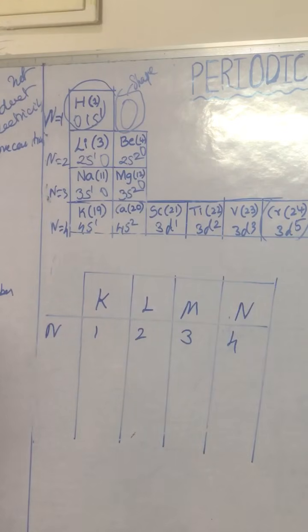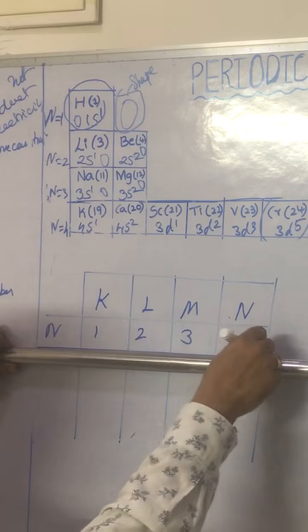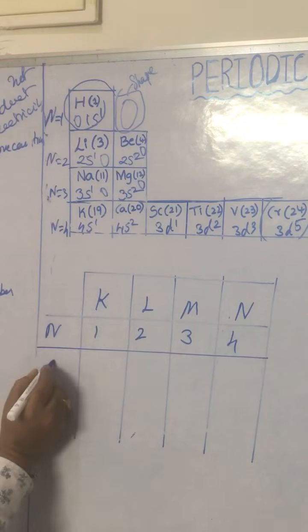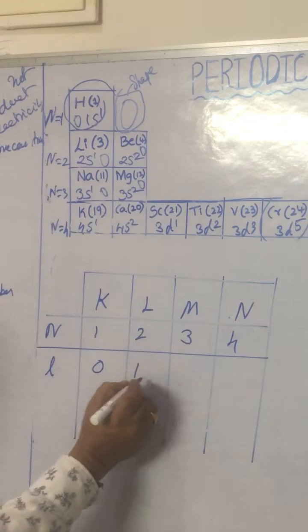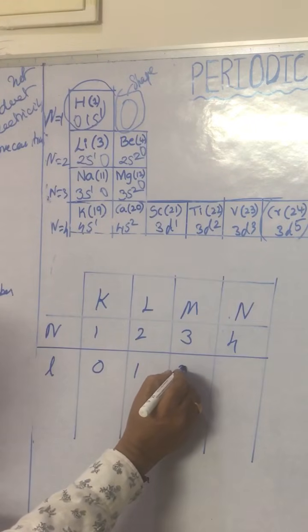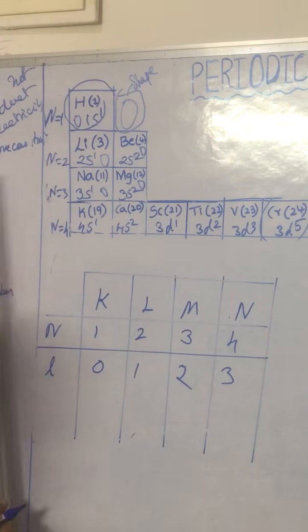And next N after, what is that? L. L is equal to how many? Those are the natural numbers. Next whole numbers. 0, 1, 2, 3. Next ML. Next to ML.